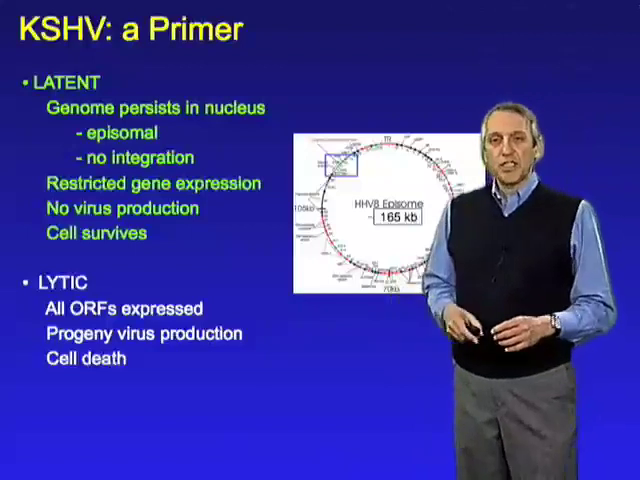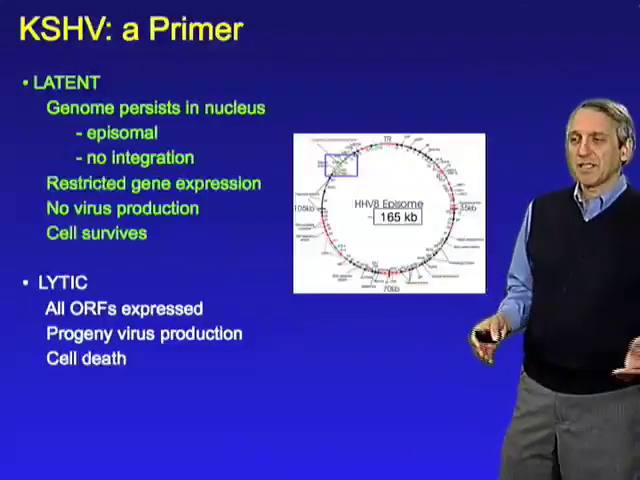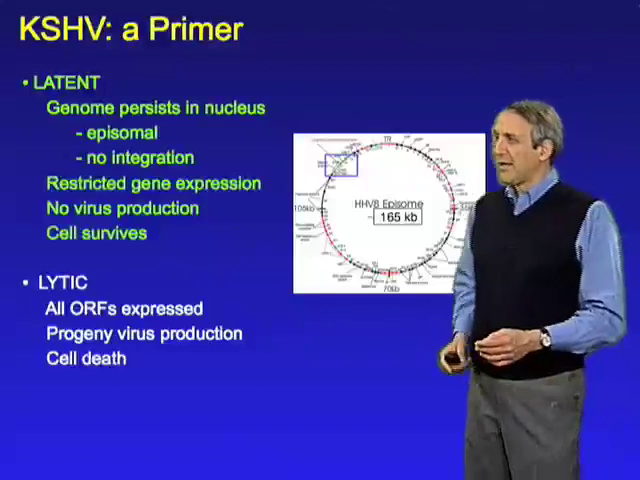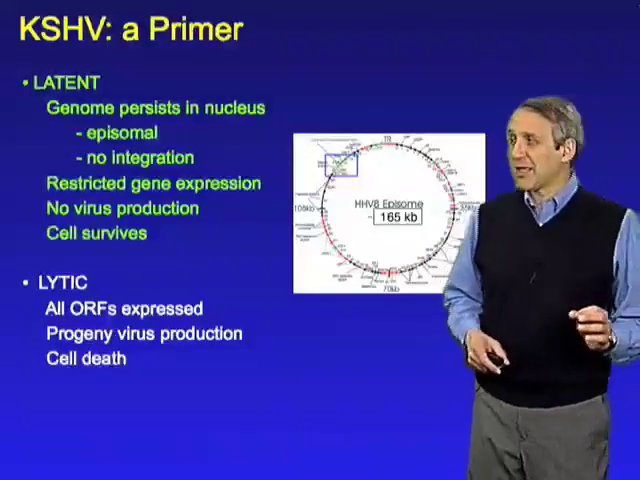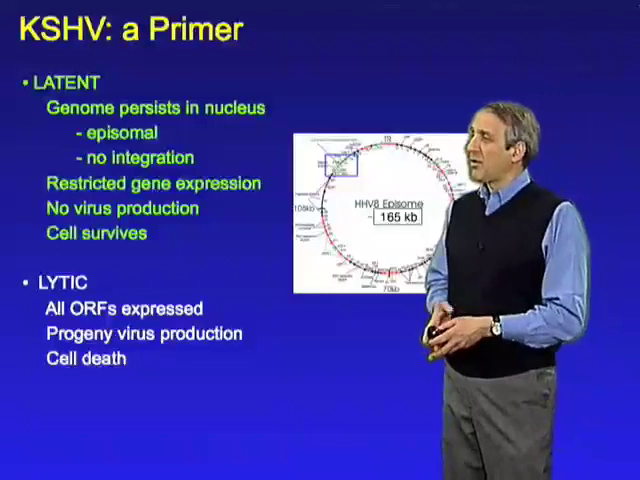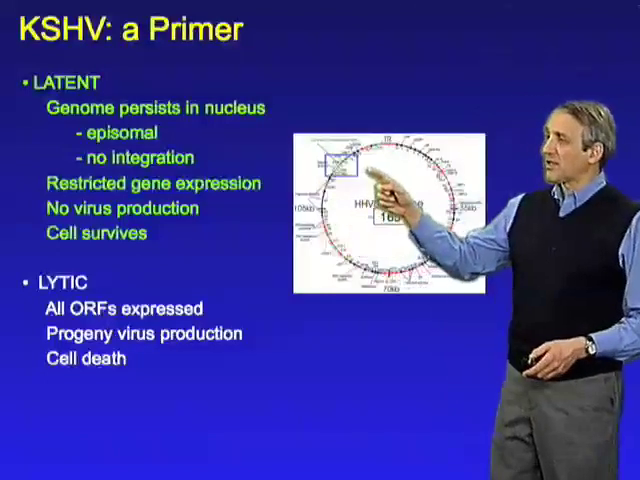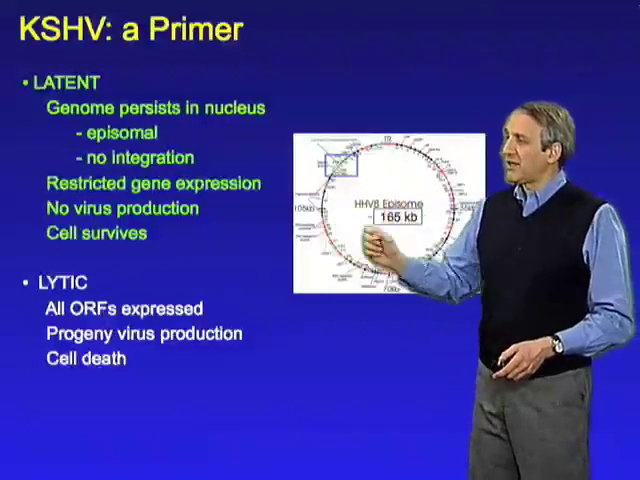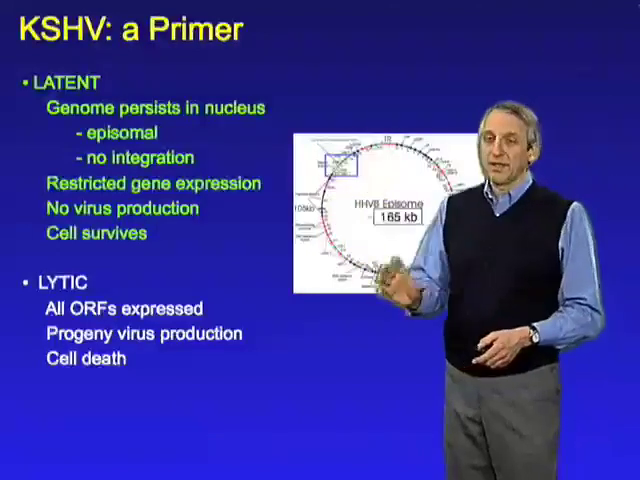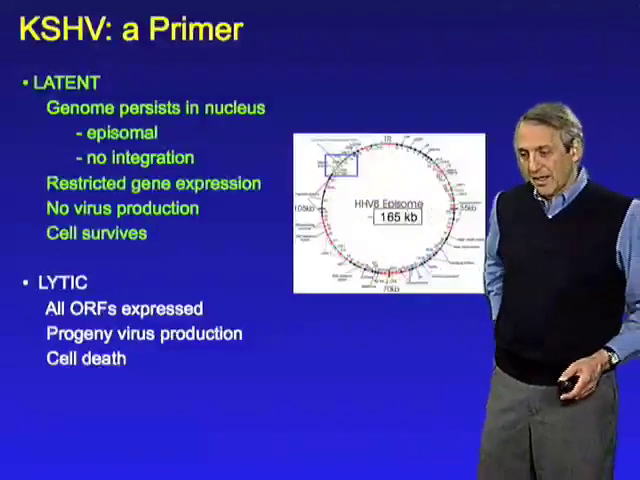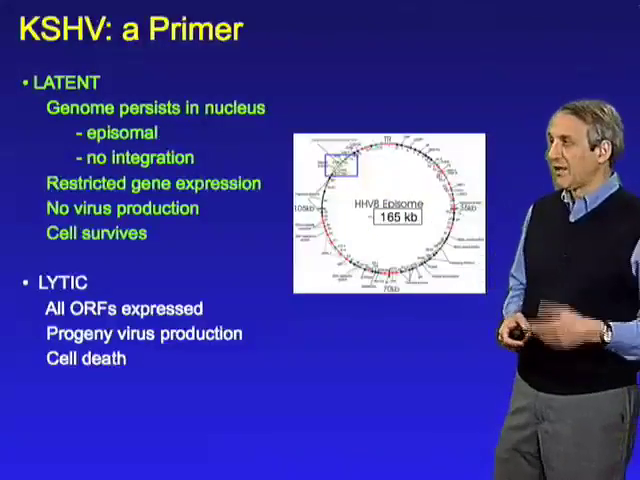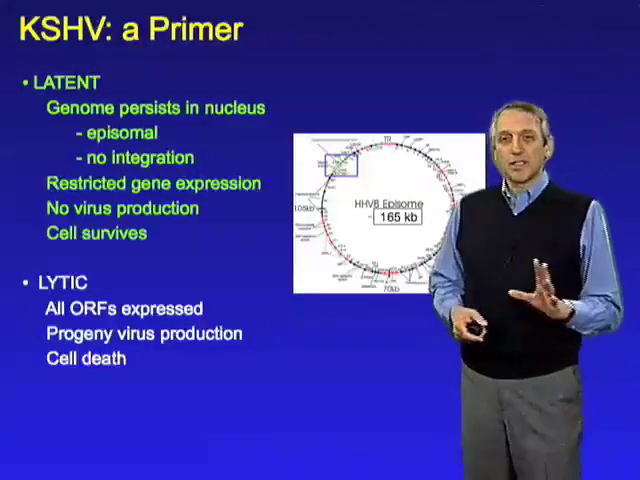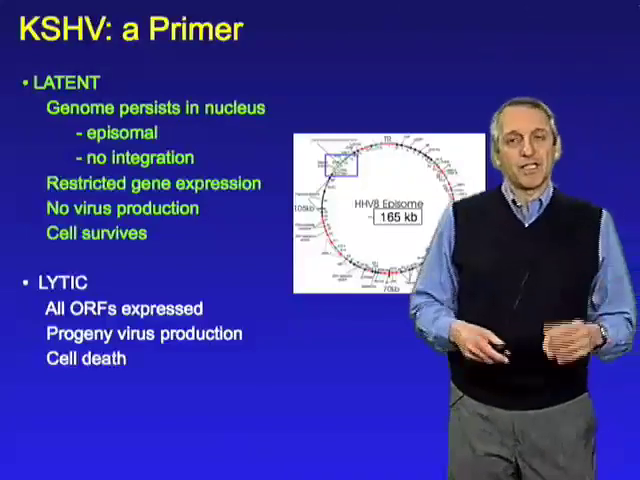So the KSHV genome is 165 kilobases. It has over 100 open reading frames. But during latent infection, only a handful of these open reading frames are expressed. In fact, the main open reading frames that are expressed are shown in the boxes here. There's one other gene down here that's expressed in latency, but fundamentally, it's a highly restricted program. Less than 5% of the genome is actually transcriptionally active during latency. As a result, there's no virus production and the cell survives.